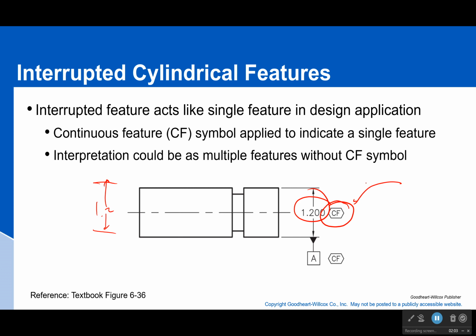It says that where it looks like these are the same size, they actually are the same size. Otherwise, they could be interpreted as multiple features if we didn't have that. Now, similar to the dimension, I can also add that to my datum feature symbol to say, well, the whole surface, this outside surface, is my datum feature, not just this one right here. So where you apply and how you apply is going to change how it is used.